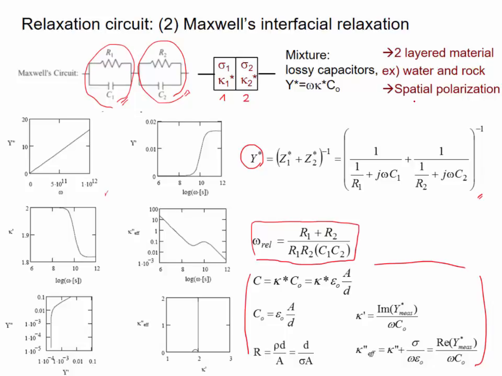Then you can convert it to the kappa prime and the kappa double prime. So this is kind of a fundamental model to extract the material property as a function of frequency. Just like you use the spring and dashpot model for the viscoelastic material.